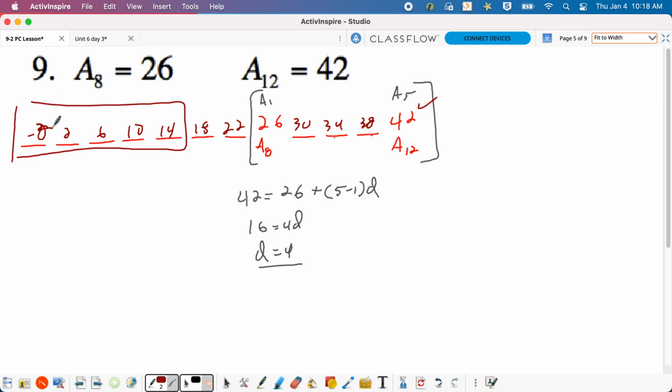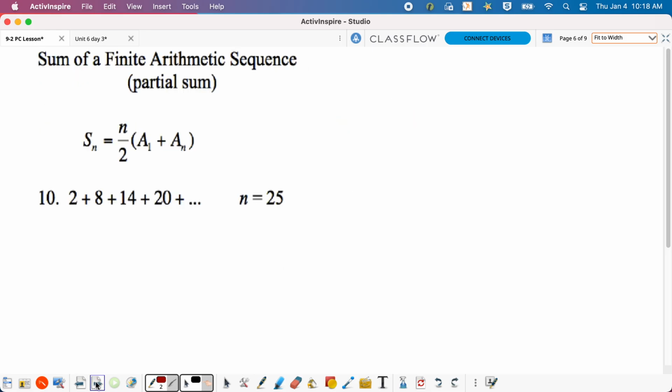First 5 terms. Same idea, just different numbers to start it. All right, next, we're going to find the sum of a finite arithmetic sequence. A lot of math words. We're going to add together a particular number of terms that are arithmetic. It's also called a partial sum.